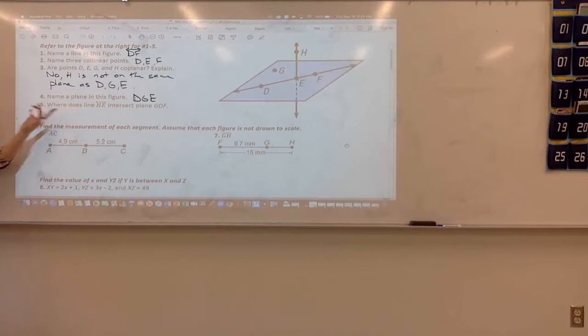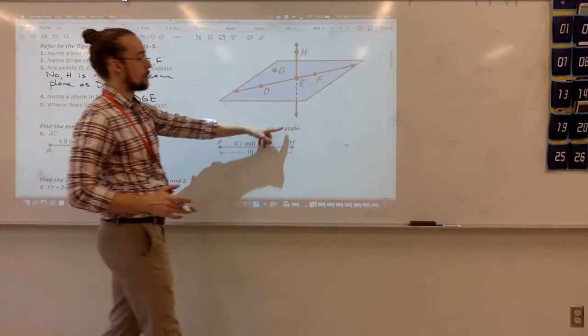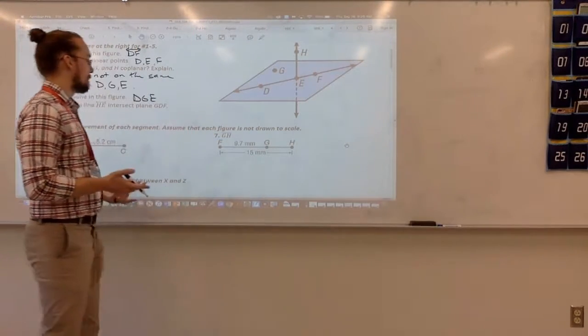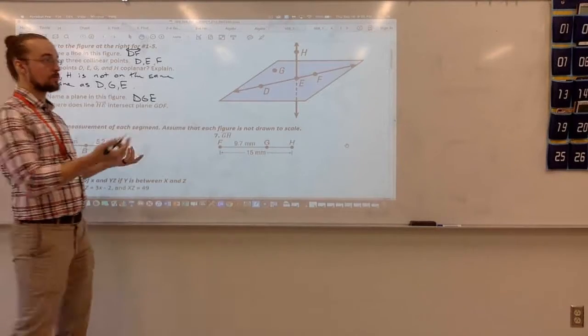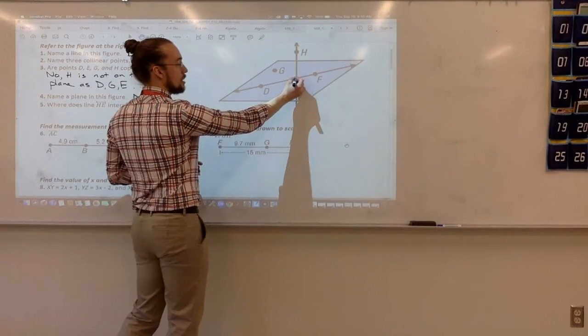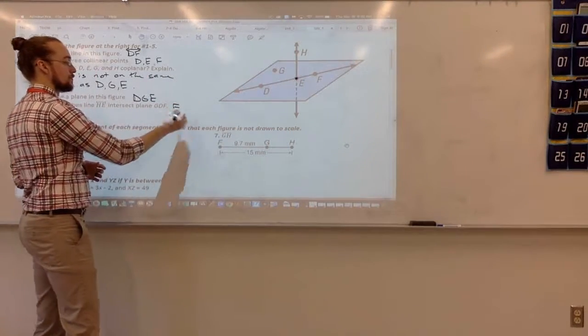And the last one for this diagram, where does line HE, so that's this line going straight up and down, intersect plane GDF? Yeah, it looks like at point E right there, they intersect.